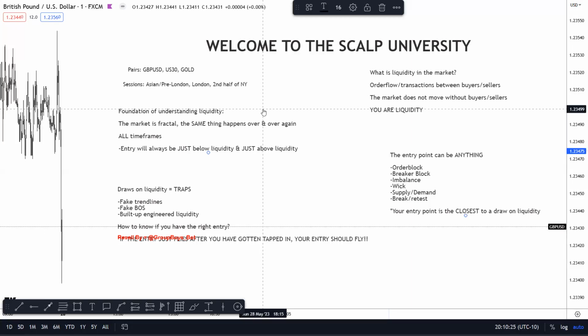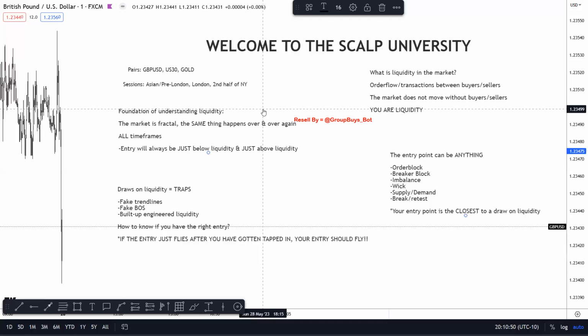Your entry is going to be a point of interest that you're looking at, meaning that it is an area where you are expecting reactions from price action in the market. And your entry point, like I said, is basically the closest to a draw on liquidity. Now, draws on liquidity, we also have to understand, are traps within the market. There are a lot of them, okay?